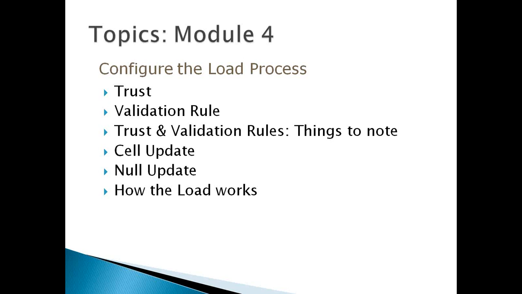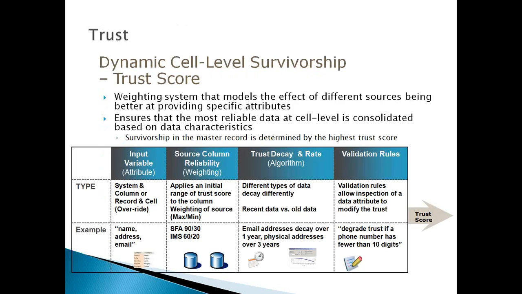So first is the trust part. Trust, like we have discussed initially during the introduction part, like what is trust and why do we need to use trust in the MDM. So basically trust we have to use in scenarios where I am getting data for a particular column from more than one system. So that's the only criteria.